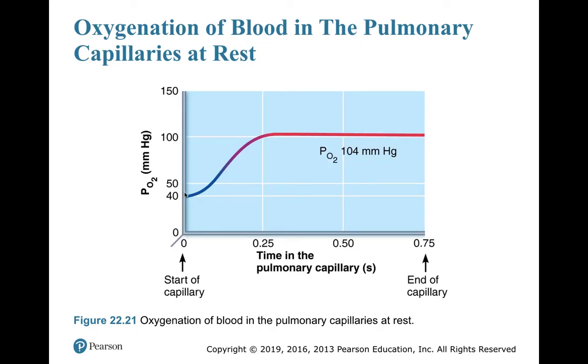So at the start of a capillary bed in the lungs, we have a partial pressure of oxygen of 40. It will go up to close to 104 as it reaches equilibrium with the air in the alveoli by the time it reaches the end of the capillaries. So we are going to oxygenate hemoglobin over the course of 3/4 of a second.